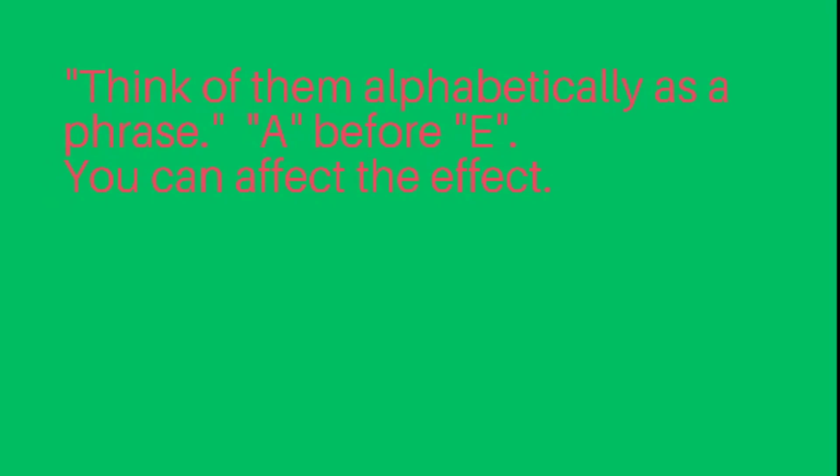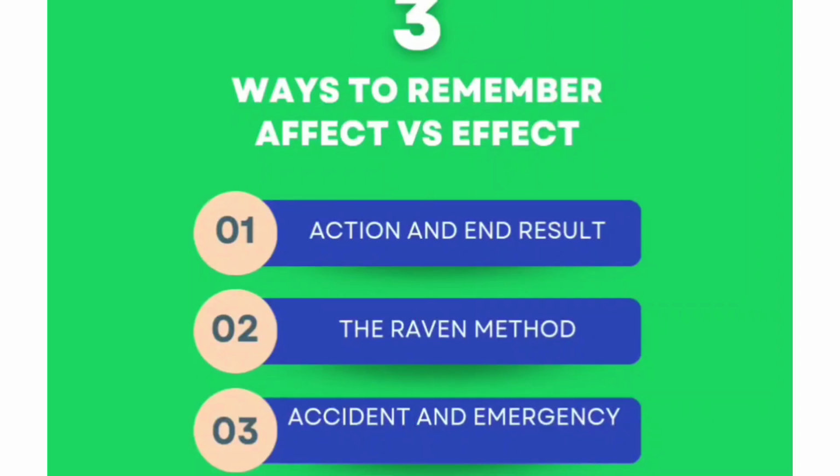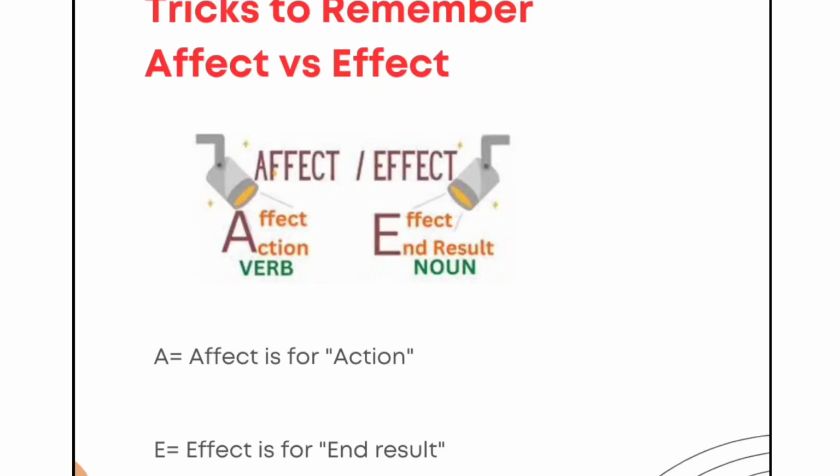Affect versus effect. Here are ways to remember affect versus effect. First one is action and result. Second, the RAVEN method, and third, accident and emergency. Remember affect versus effect: A is for action and E is for end result.